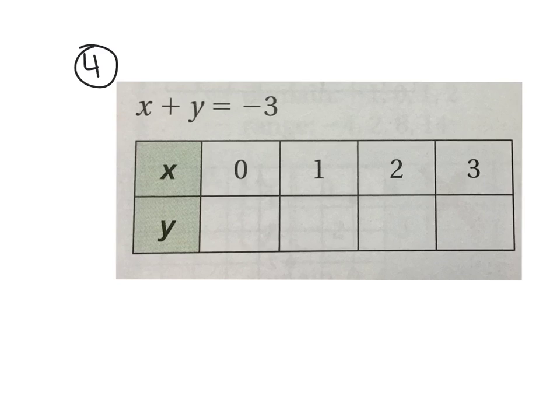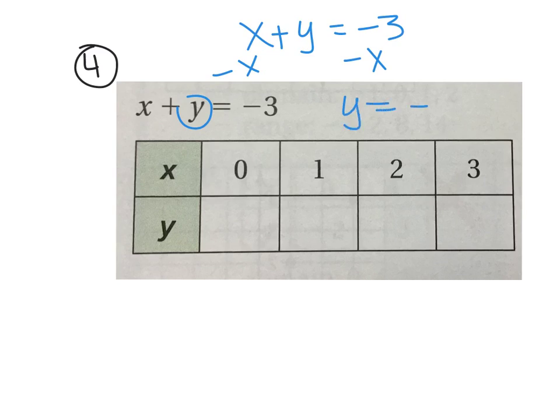Everybody got it? Yes, ma'am. Okay, so we would be plugging this in, but is that equation in function form? No. So first I need to get y by itself. How do I move the x? Subtract the x. So minus x, then I'm left with y equals negative x minus 3. Now it's in function form, so I can start solving.